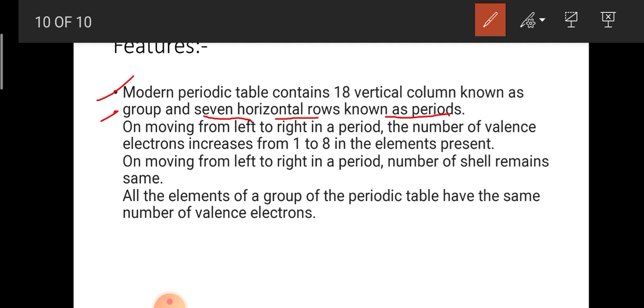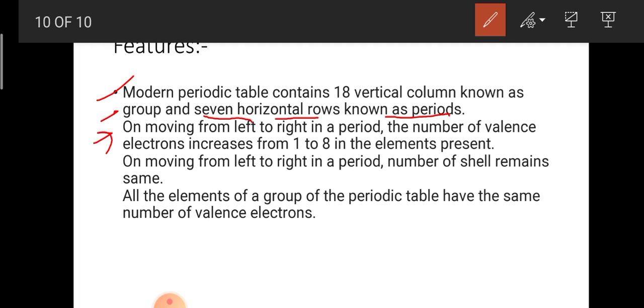In comparison to the Mendeleev periodic table, according to Mendeleev, he classified the periodic table in 8 groups and 6 periods. In Mendeleev's table, the first 7 groups were divided into subgroups. But in the modern periodic table, we have 18 independent groups and 7 horizontal rows in which only a single element was placed.